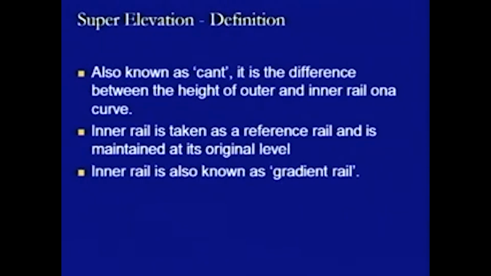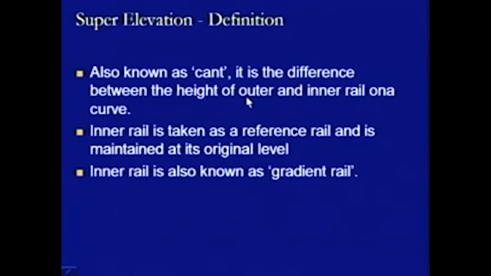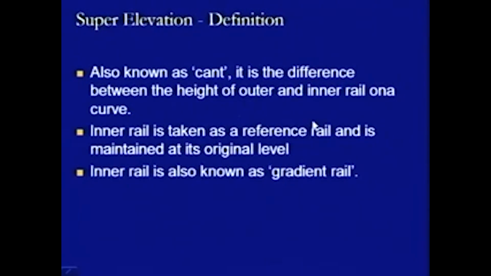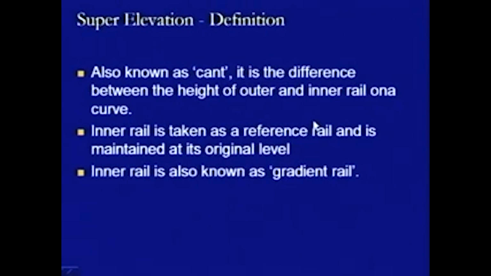Now, once we have completed the curves, we come to the next aspect, that is super elevation. We define first of all the super elevation. Super elevation is also known as cant. It is the difference between the height of the outer and the inner rail on a curve. Whatever is the difference between the levels of the inner and the outer rail on a curve, that value is defined as super elevation.